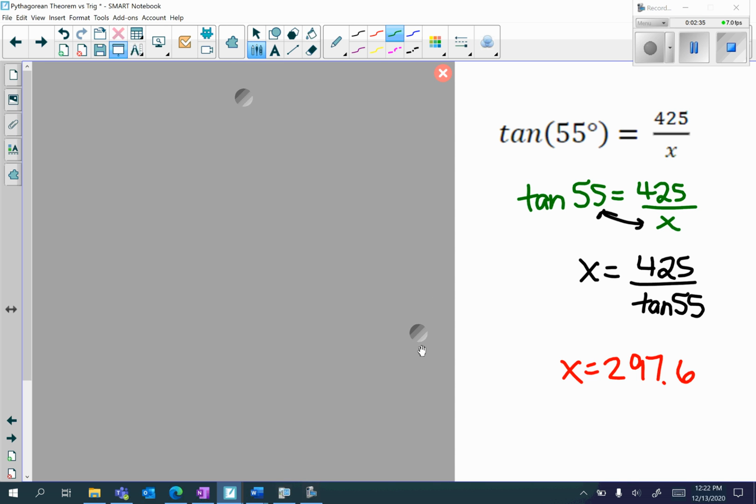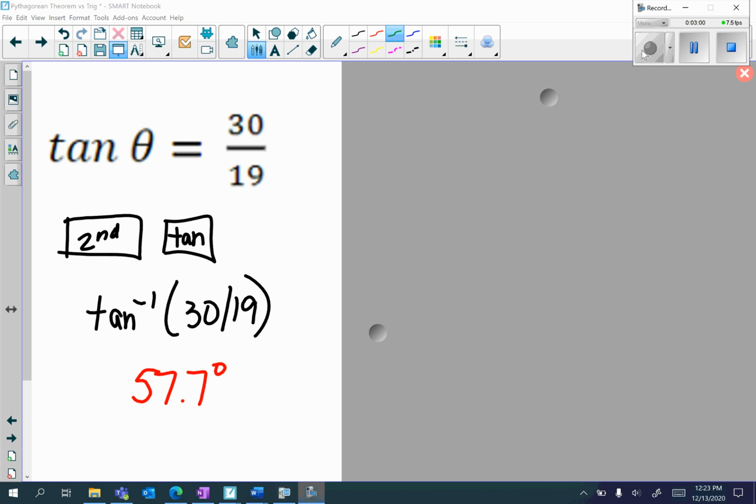For our other example, we have tan of 55 is equal to 425 divided by x. Notice that x is the variable in the denominator. Remember, we switch positions and we have 425 divided by tan of 55. Put that in our calculator, make sure you're in degree mode, and you get 297.6.